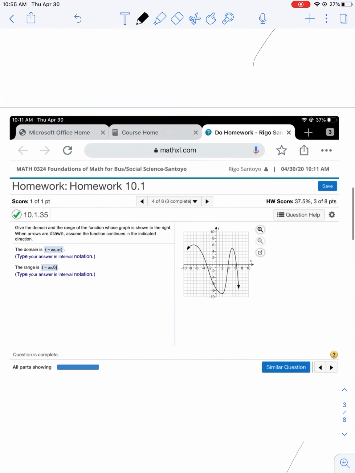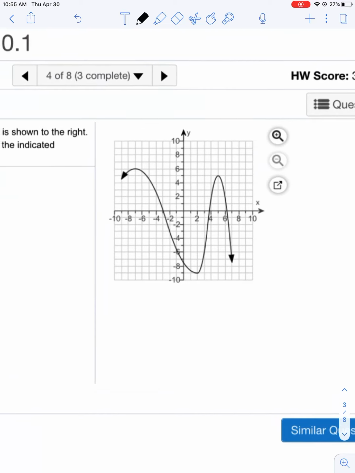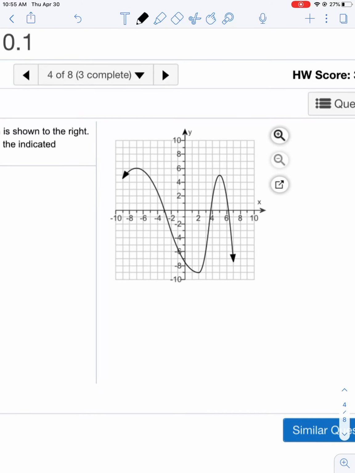Number 4, same idea. Let's take a look. This one's interesting because this keeps going, right? Because it keeps going, it tells us the smallest x is -infinity. It will never reach -infinity, so it excludes it.